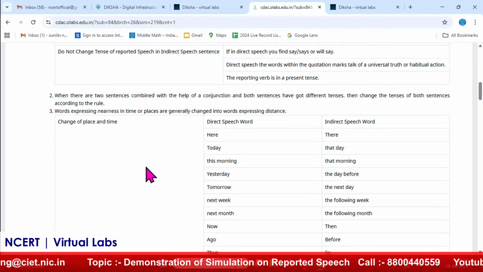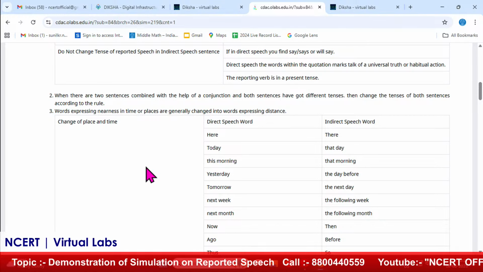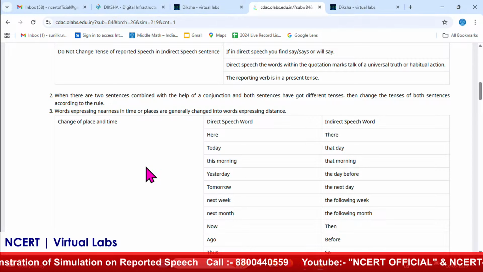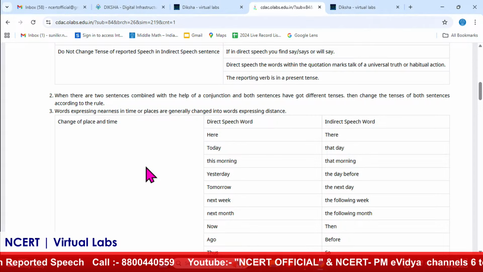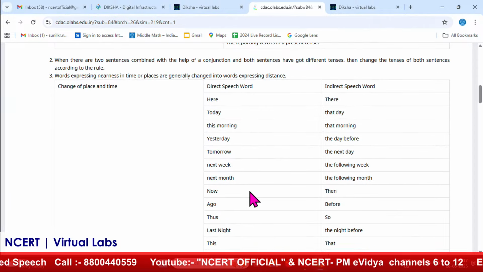Similarly, today becomes that day. She said, "I will come today." She said that she would come that day. This morning becomes that morning, yesterday becomes the day before, tomorrow becomes the next day, next week becomes the following week, next month the following month, now becomes then.